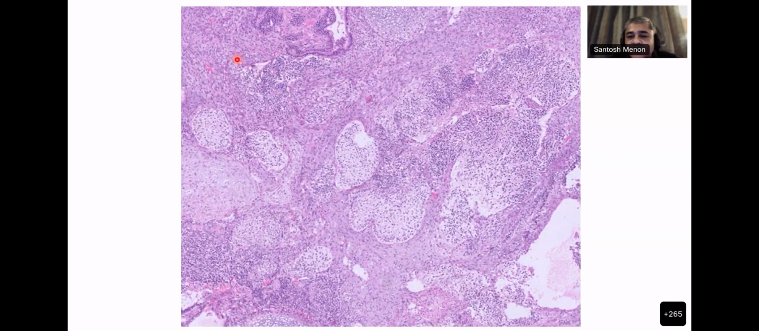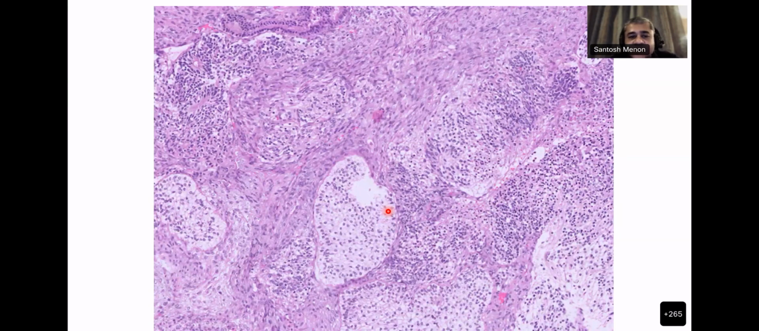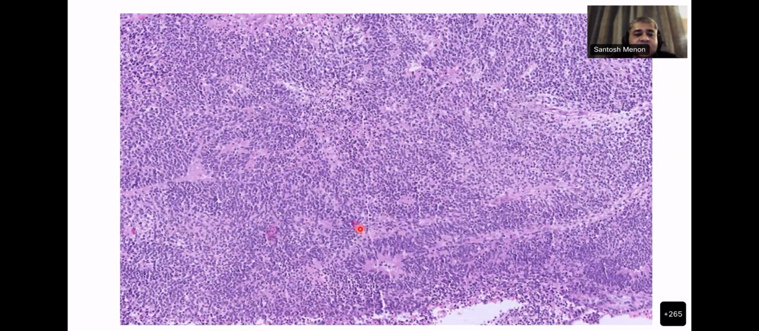Then there are certain areas which look a little more glial, and then there is some immature looking epithelium here in certain areas. You can see it here. You can find that these are the areas which you see. And then there were certain sections which completely showed these areas.